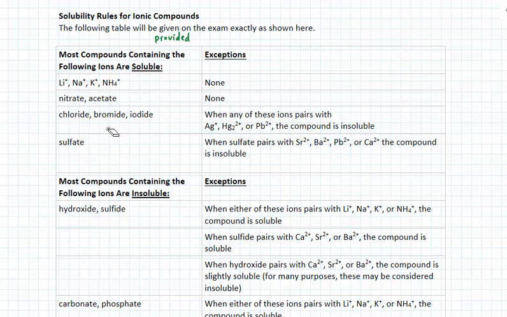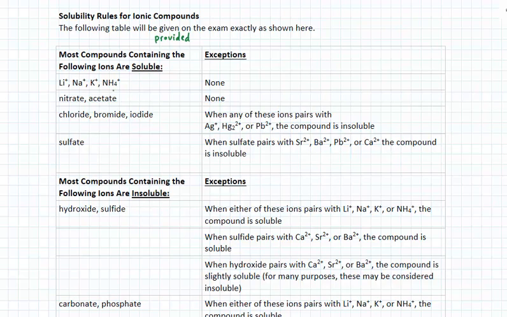Okay? But this is just telling you how those substances behave with water, if they dissolve or not. So there's sort of two parts to this table. The first part here, the top half, is the fact that most compounds containing the following ions are soluble. Okay? So let's start out with the first row. Lithium, sodium, potassium, ammonium, and also nitrate and acetate. Whenever any of those ions show up, the ionic compound is soluble, meaning it will fully dissolve.